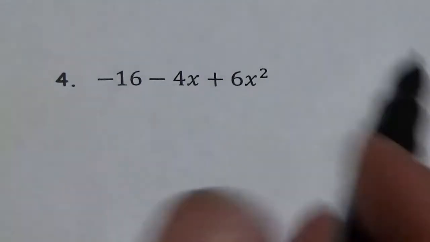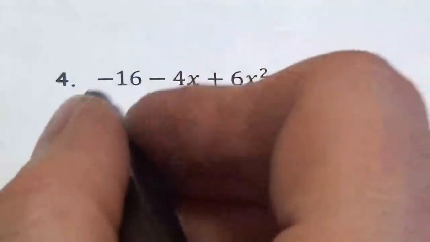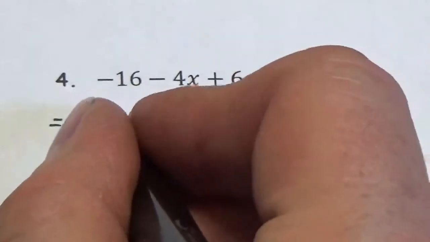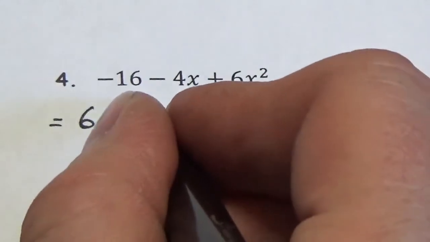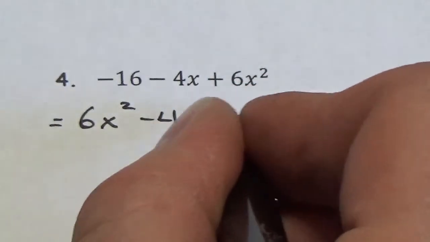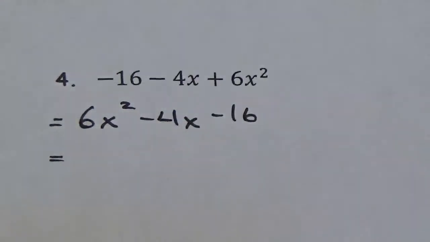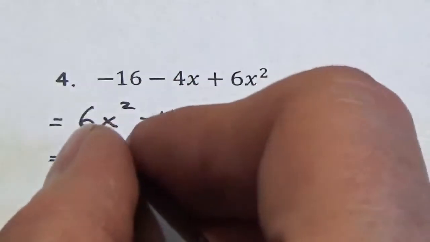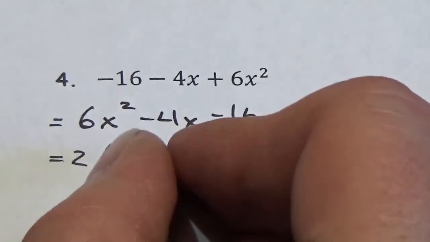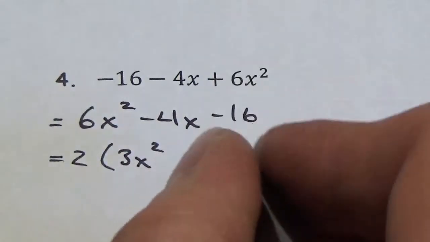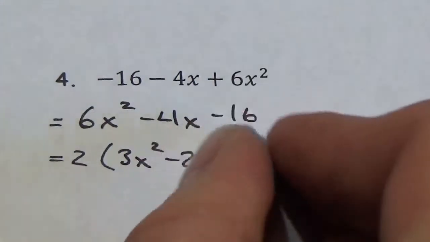Question 4, once again I see three terms, but I have a problem with this one. I don't like the order that it's in. I want it in a more standard form here, so I'm going to just change the order. So 6x squared minus 4x minus 16. And then I'm going to take out the common factor of 2, because I notice that every one of those numbers there is even, so I'll take that out. That'll leave me with 3x squared minus 2x minus 8.